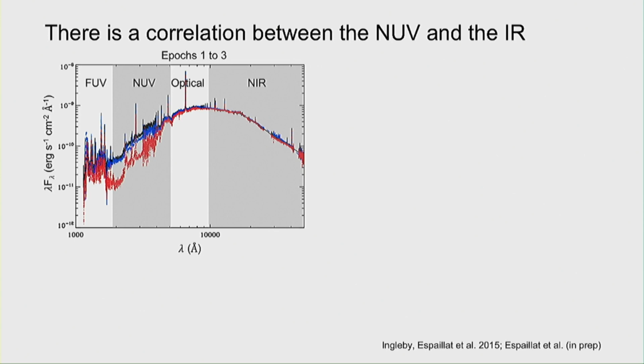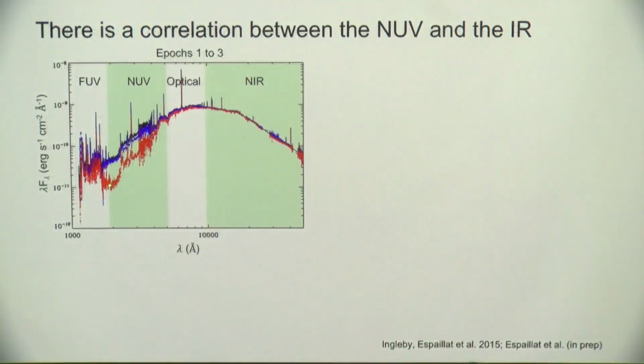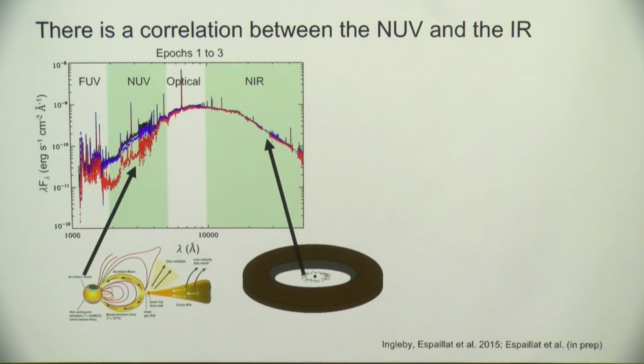And what we see here is that in this third epoch, epoch 3, the NUV emission is down, so the accretion rate is down. But also, if you look closely here, the red spectrum is lower than the other ones. So also the near-infrared emission is down at the same time, and we see this correlation. And just to remind you, the NUV, again, is coming from accretion, and this near-infrared excess is actually coming from some optically thin dust within the disk.